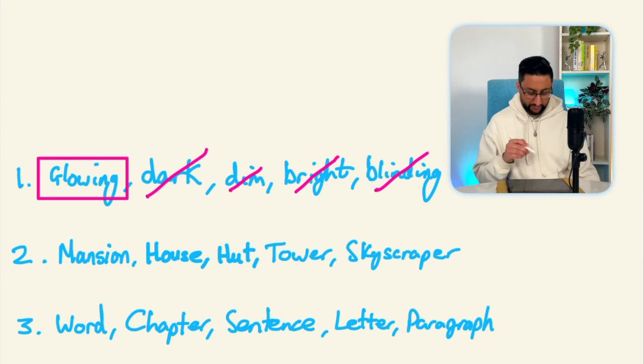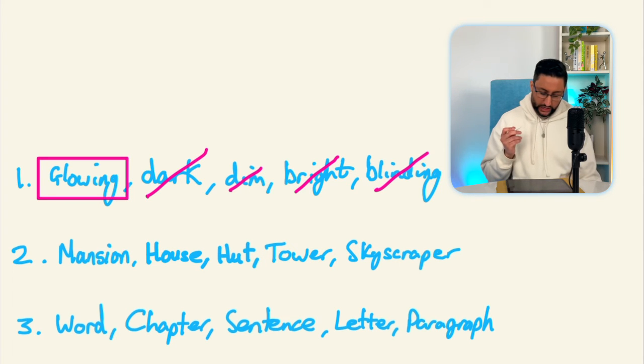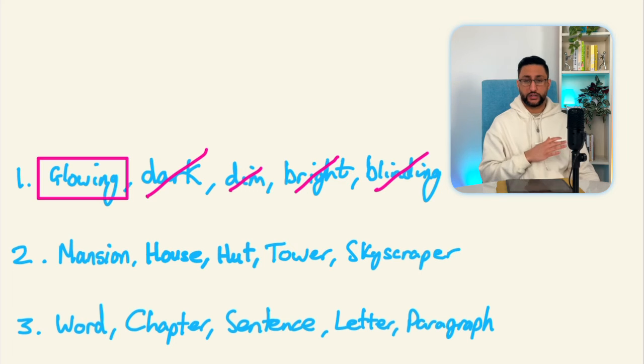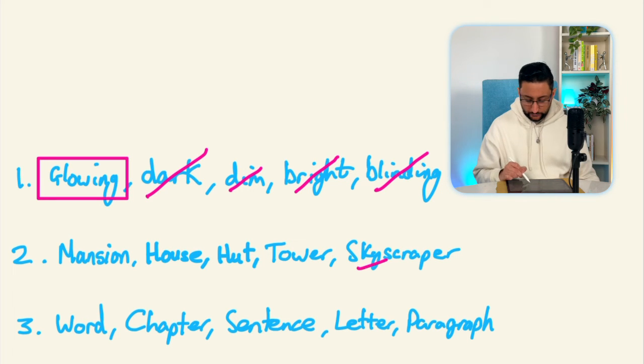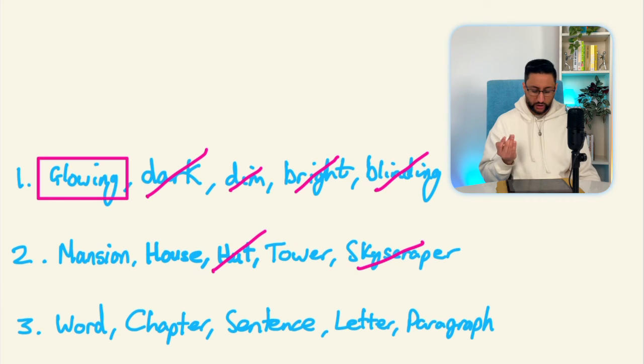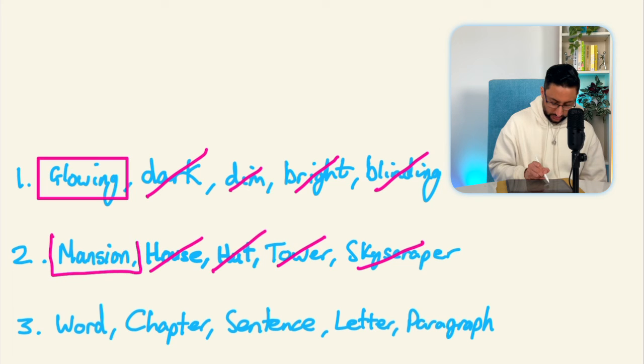Second to last example, we have mansion, house, hut, tower, and skyscraper. These are all types of buildings. This one may be slightly easier than the last one. We're going to go in and say that a skyscraper is going to be the largest thing in that list, and a hut will be the smallest. We're left with mansion, house, and tower. Out of those three, a tower is going to be the biggest one, and a regular house is smaller than a mansion, so we're going to put that one lower down and say that mansion is our middle value.